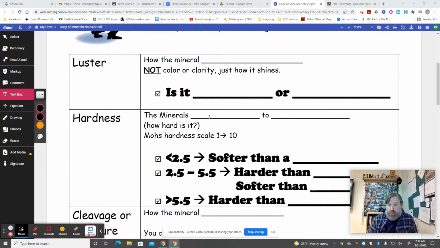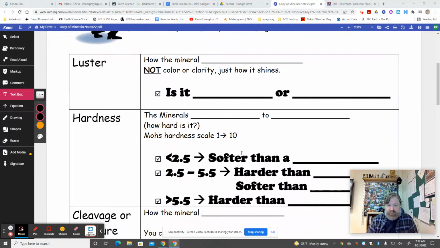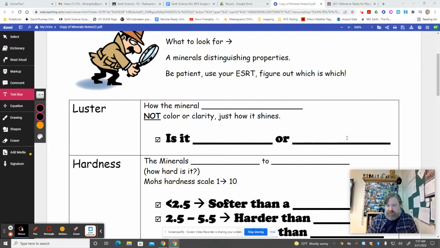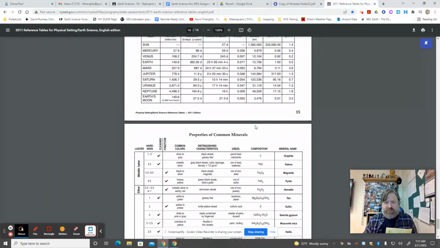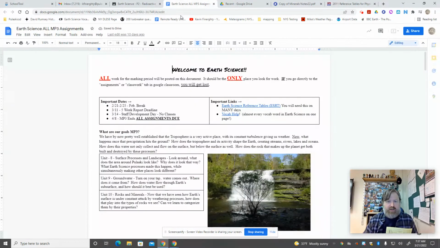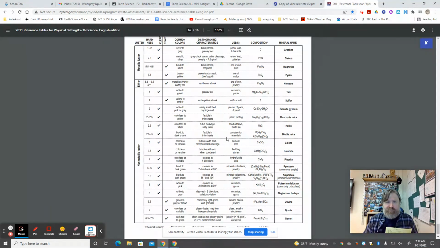All right, so the way I redid this note sheet was to say, okay, here's what this is. Here's what luster is. Here's what hardness is. But see how there's check marks with these big bold letters? That's what your job is. Okay, so as you're doing these notes, check mark, this is the thing. It's also wise to get out the back page of your reference tables, which looks like this, the very back page. And if you need a link, go back to the all MP3 assignment thing. There's a link right there.